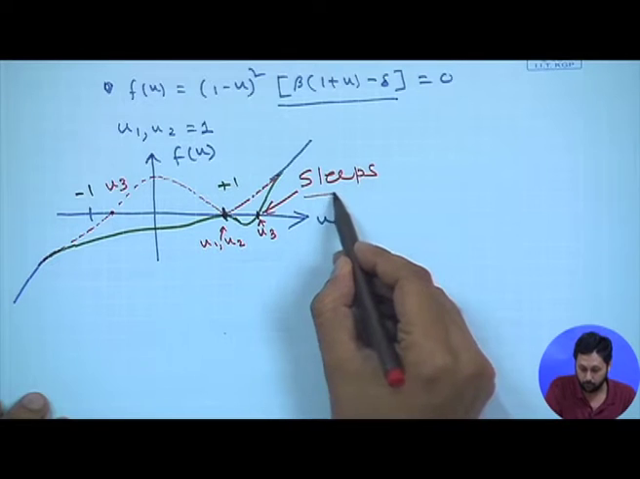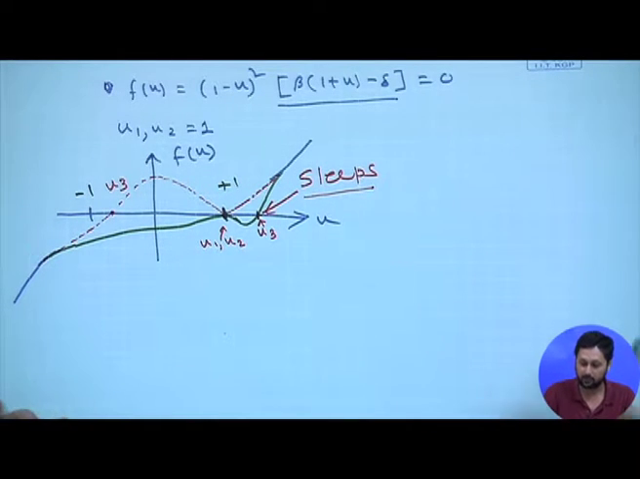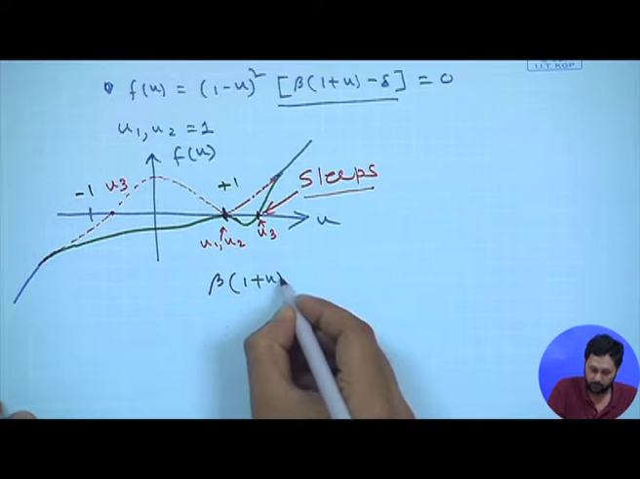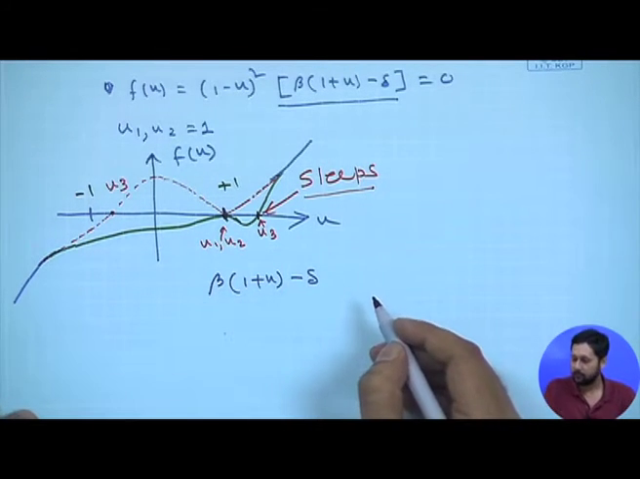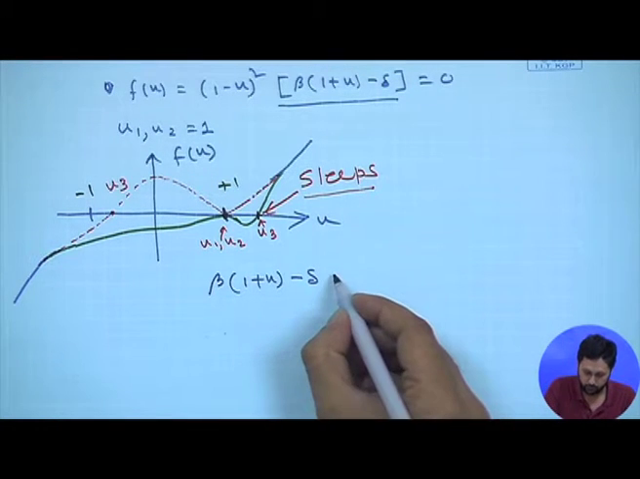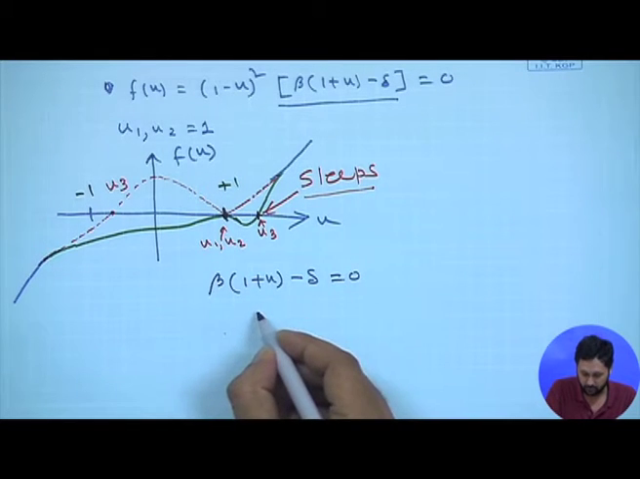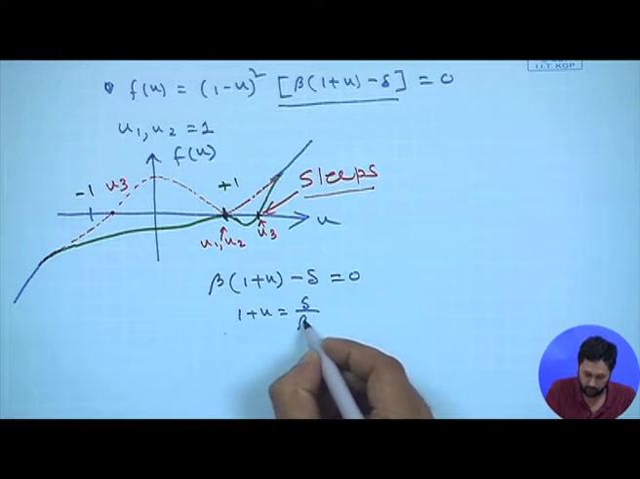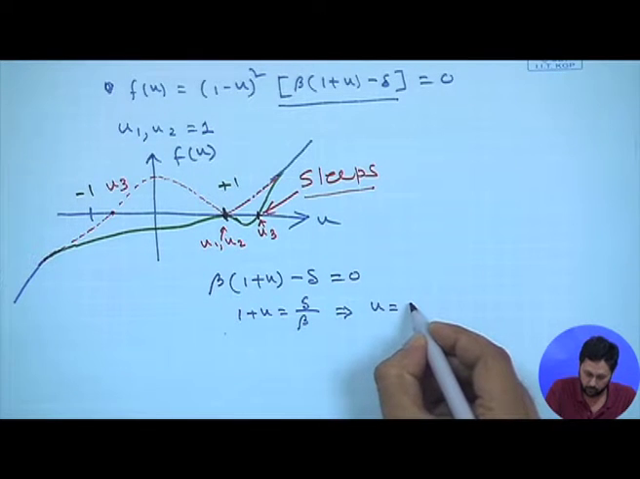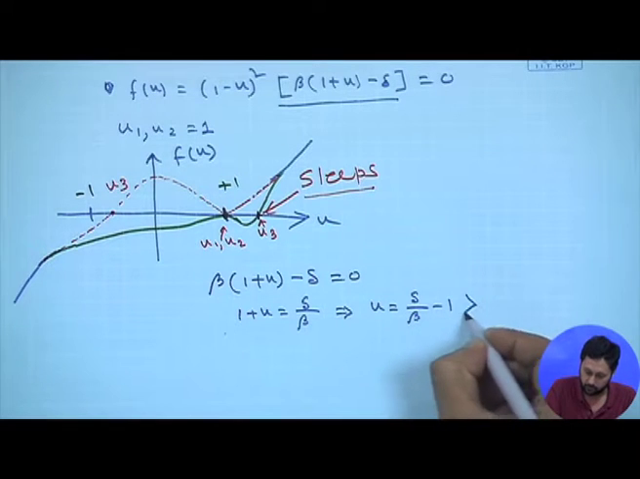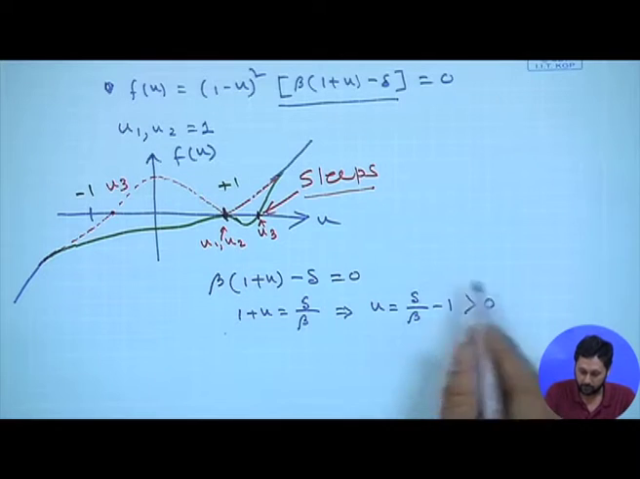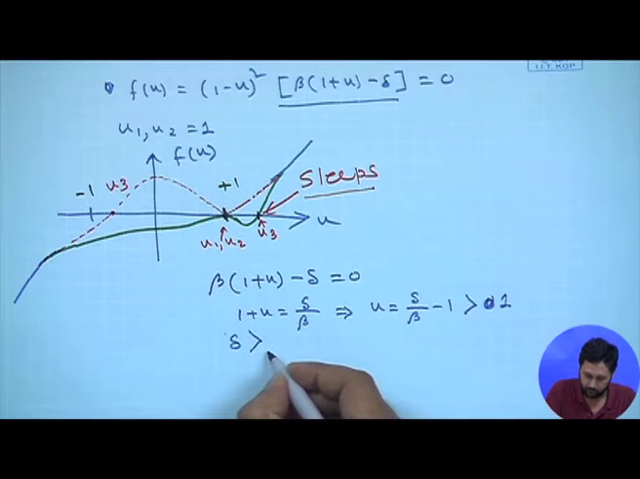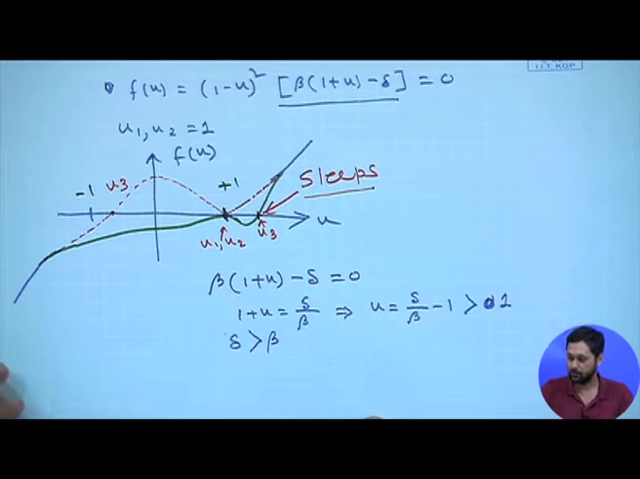So, the sleeping top will sleep if and only if the third root is physically not accessible, and if that is the case, then we can write beta times 1 plus u minus delta. Okay. So, if we try to get the root from here, this will be equal to 0. So, that means 1 plus u will be delta by beta, which gives u equal to delta by beta minus 1, which has to be greater than 0. Okay. So, if this is greater than 0, or sorry, this is greater than 1, then delta has to be greater than beta, right.